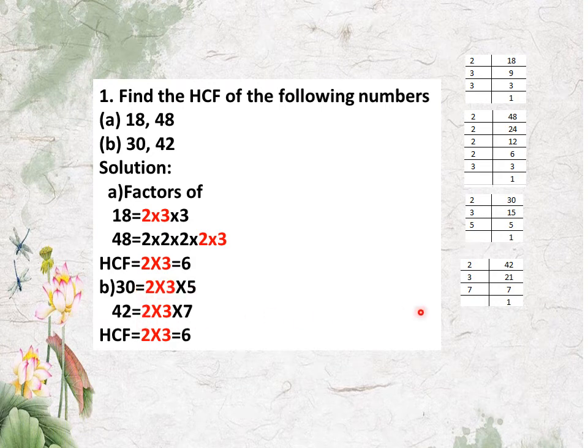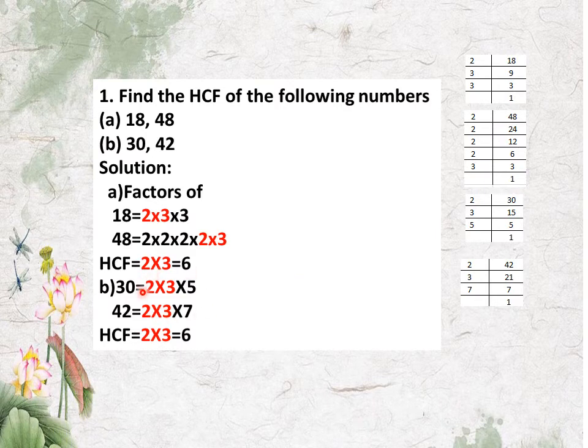Now 42 factors also we have taken here. 2 into 21 will give you 42. Again we are cancelling this 21 by 3. 3 7s are 21, and again 7 1s are 7. So the possible factors for 42 are 2, 3 and 7. We have written here 2, 3, 7.